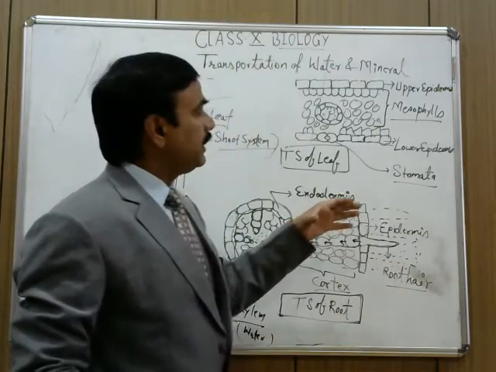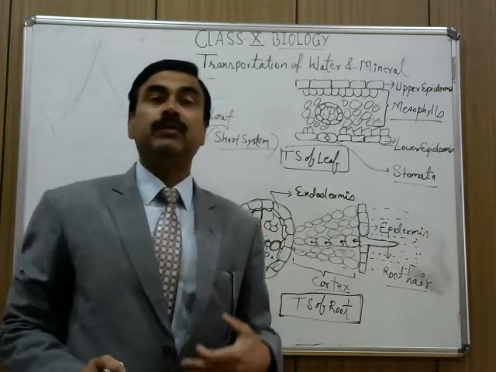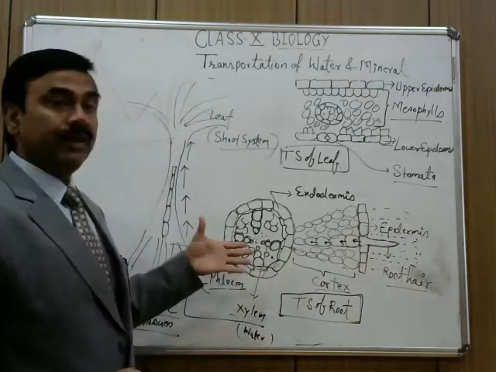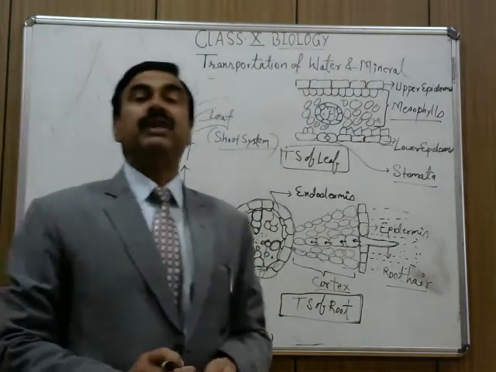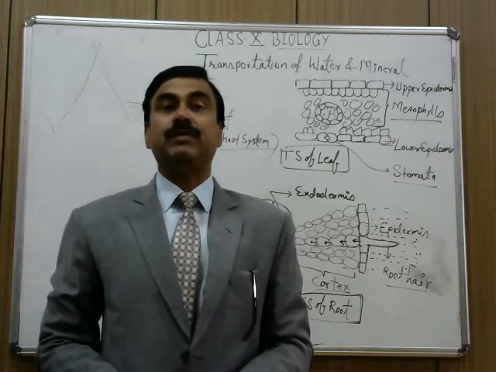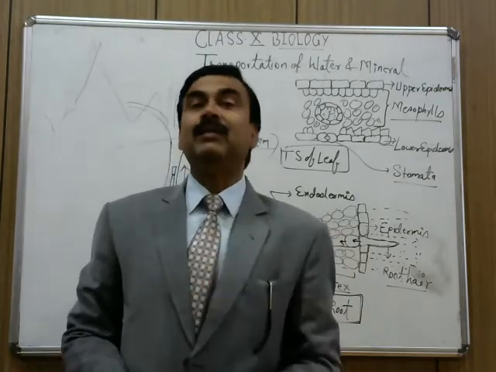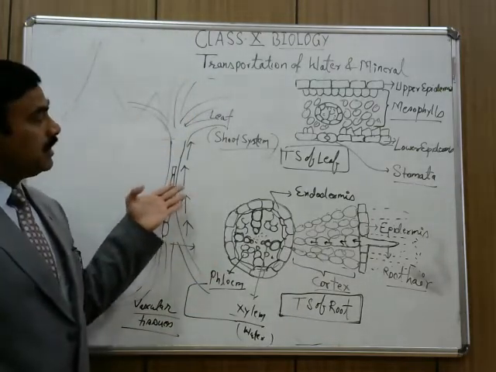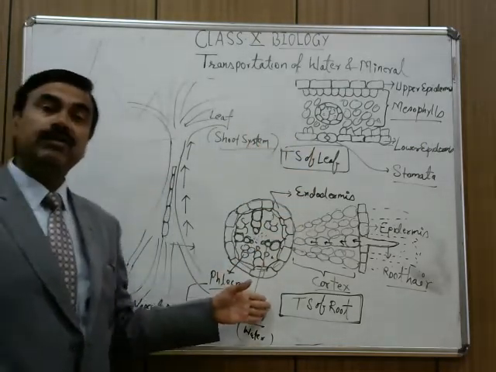So the TS of leaf, why is it important? Because when I explain the theory of the movement of water and mineral in the plants, the important part would be the root, how this movement takes place, and how this TS of leaf, the inner structure of leaf, helps through the stomata. As you know, the transpiration takes place. That is also going to help. Transpiration will also help in the movement of water and mineral.